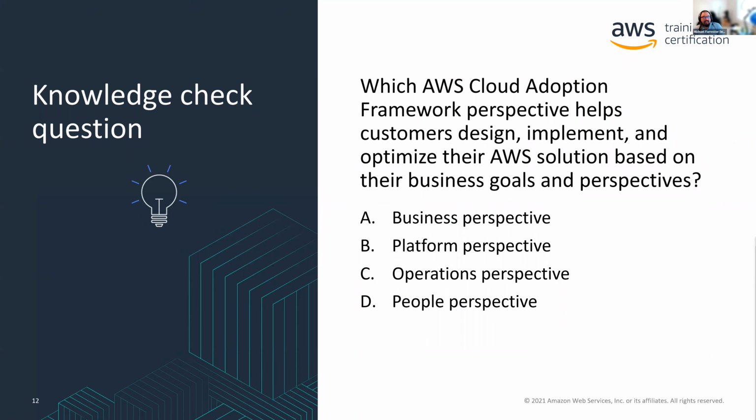Now, oh, this is a good challenge, right? Which cloud adoption framework perspective helps customers design and implement their AWS solutions based on their business goals and perspectives? So like, how do we build AWS based on business goals? Which is, by the way, I'm just going to tell you right now, it's not the business perspective. Business perspective is about broad strategic alignment. How do we build AWS so that it aligns with business goals and perspectives? So B, C, or D?